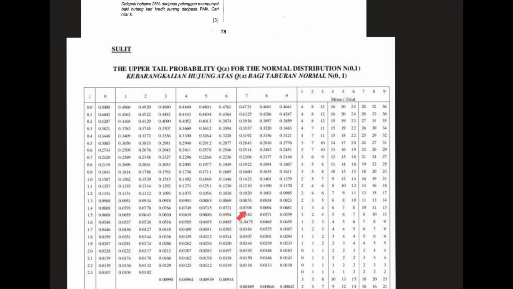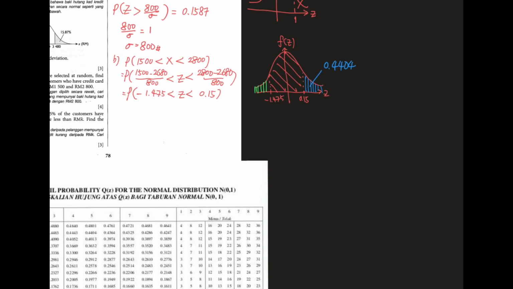Okay, so 1.4, 1.47. I mark down this value first. Then 5. So we need to minus: 0.0708 minus 7. So we get 0.0701. 0.0701 is the probability on the left.